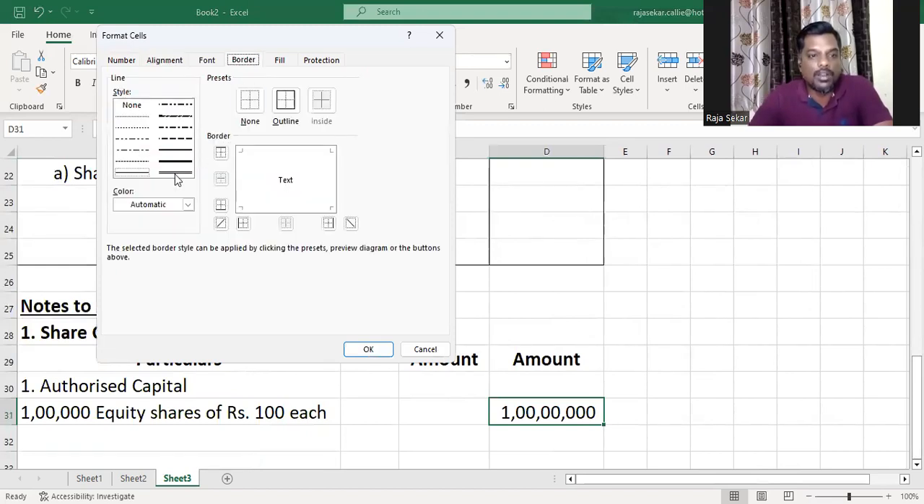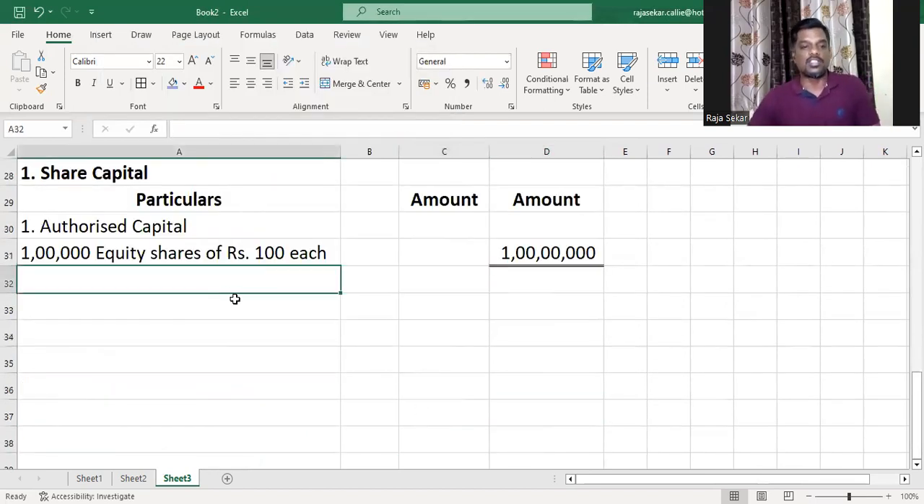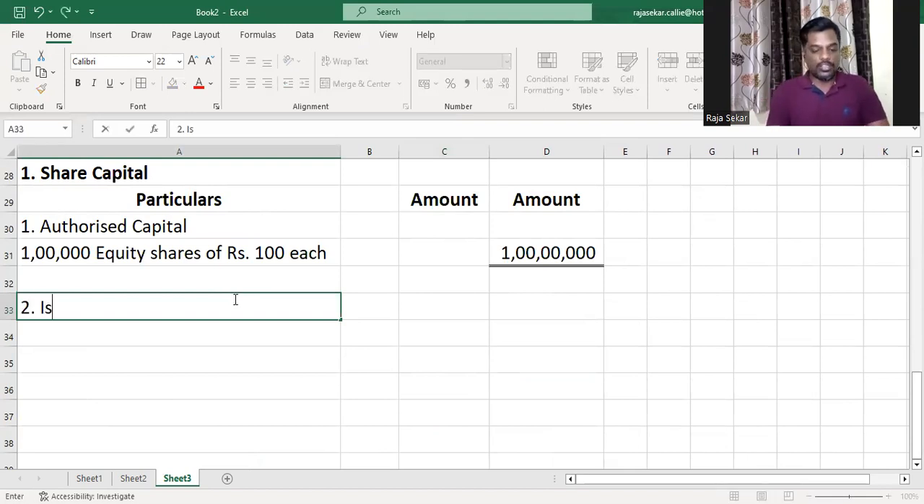Now, why are we double underlining this? It's because this will not be considered for totaling anymore. Understood or not? It's done. And that's it. After authorized capital, we come to the issued capital.